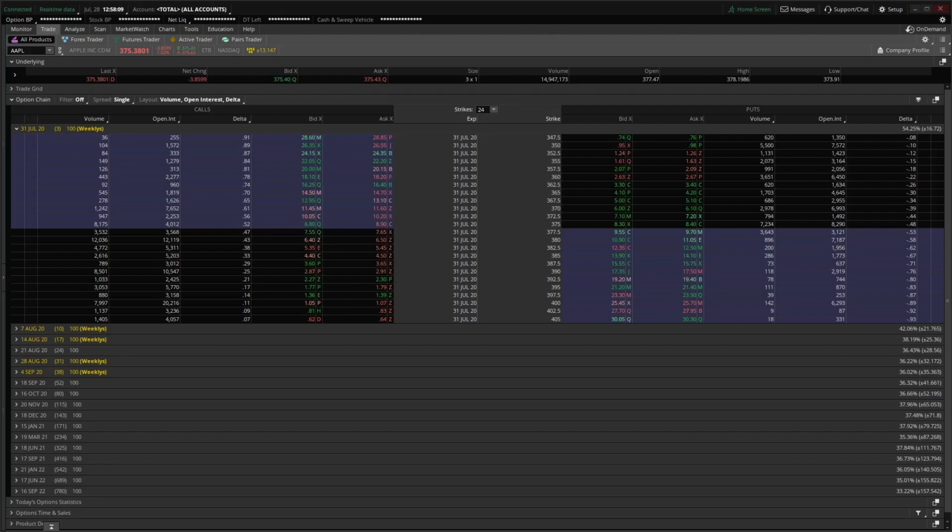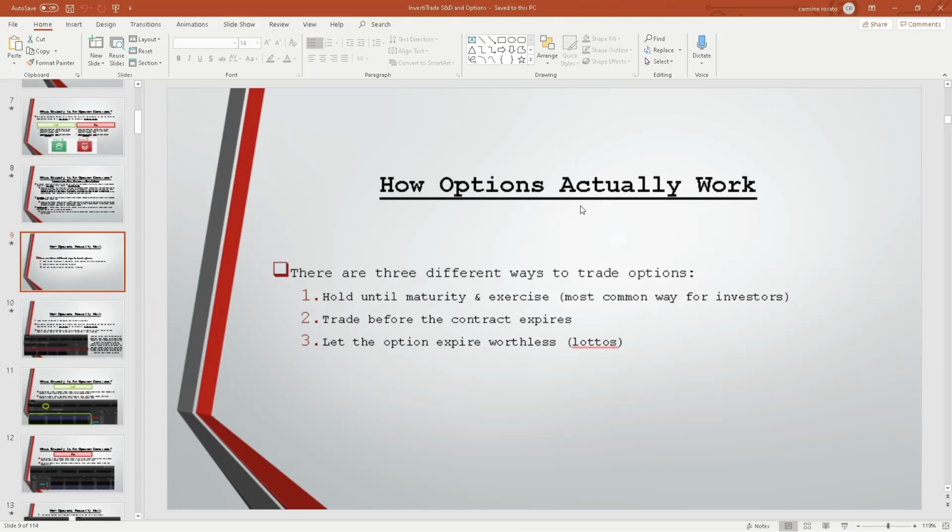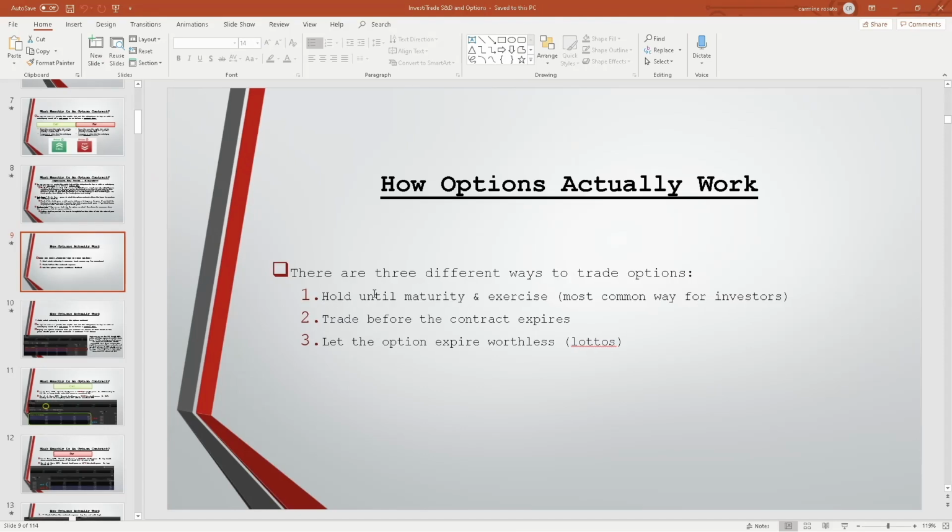But I don't want that to trick you with options, because there are multiple ways you can trade it. Like I said, you hold into maturity and you exercise the contract, which is the most common way for investors, not the way I trade. The way I trade it is point number 2. I trade before the contract expires.